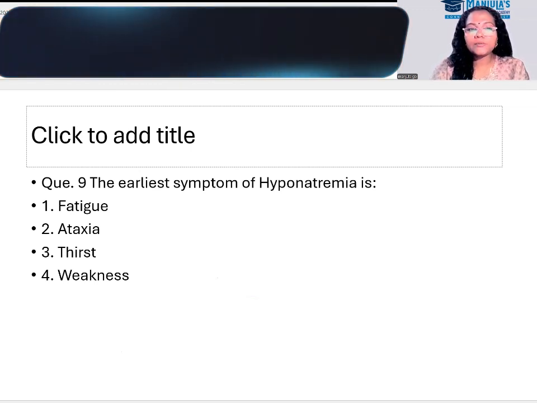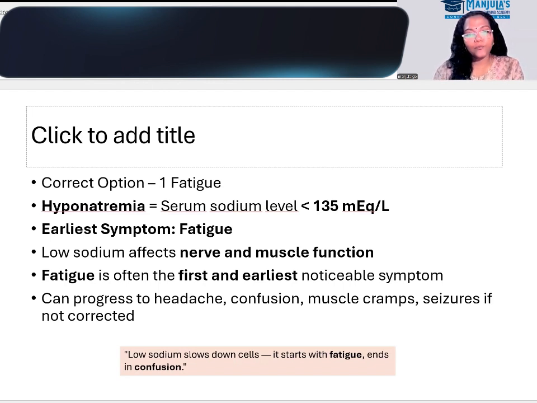Okay. The next question: the earliest symptom of hyponatremia is fatigue, ataxia, thirst, weakness. Earliest symptom. Okay, so here these two are the key words: earliest symptom of hyponatremia. What is it? It is fatigue. Hyponatremia means decreased sodium levels, less than 135 milliequivalents per liter, and the earliest sign is fatigue.